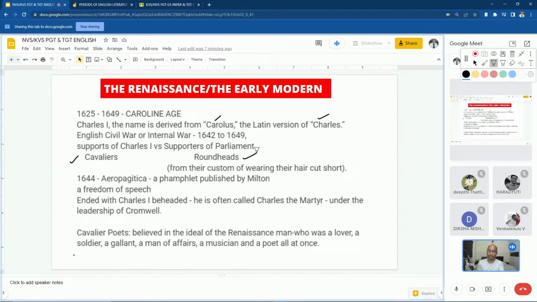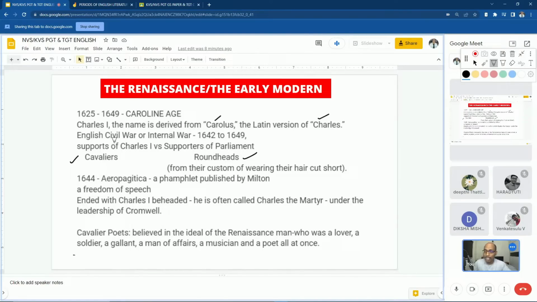So there was a parliament, the parliament was still running, but Charles I and James I were not following the parliament, and they were ruling this kingdom, the United Kingdom or England, in their own fashion. That's why there were so many wars happening between the supporters of parliament and Charles I, the king's side, the monarchy side, and the common people's side.